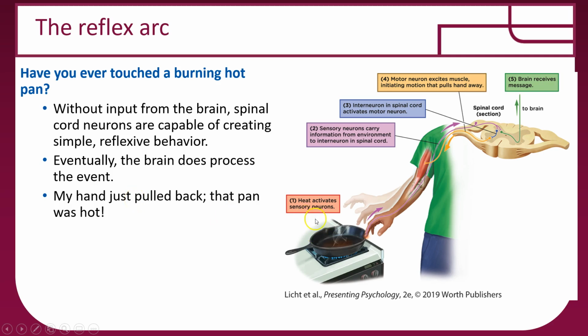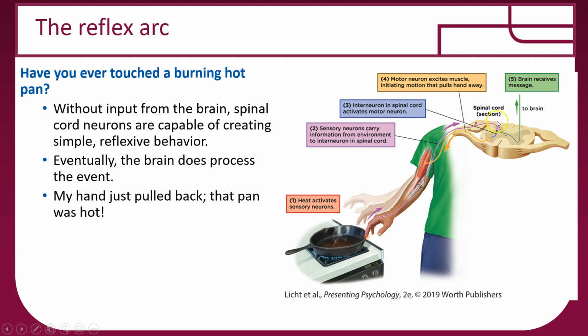But this is kind of the process here. You touch a pan that's very hot. It activates a sensory neuron, right? The sensory neuron brings information in saying, ouch, that was very, very hot. It carries information to an interneuron in the spinal cord. Here's our little interneuron right here. And then it sends a message to the motor neuron, which is bringing information out, saying, please move your muscle, and this muscle pulls your hand away.